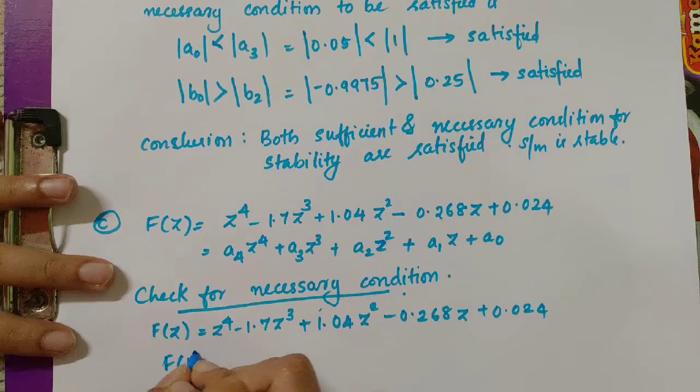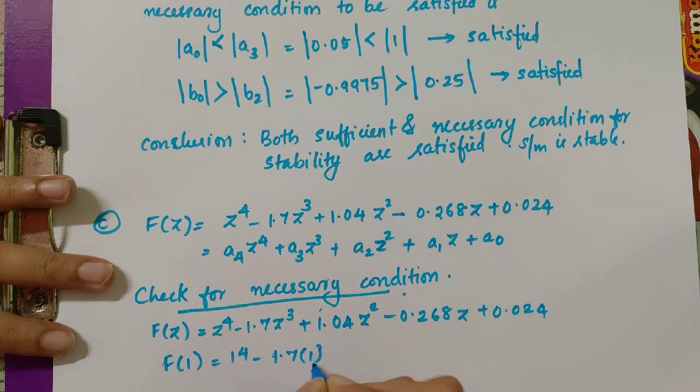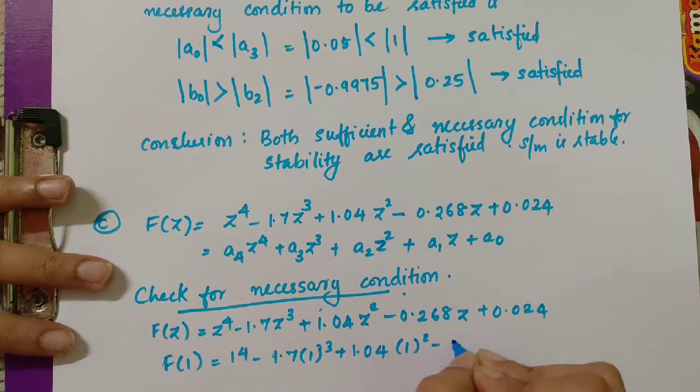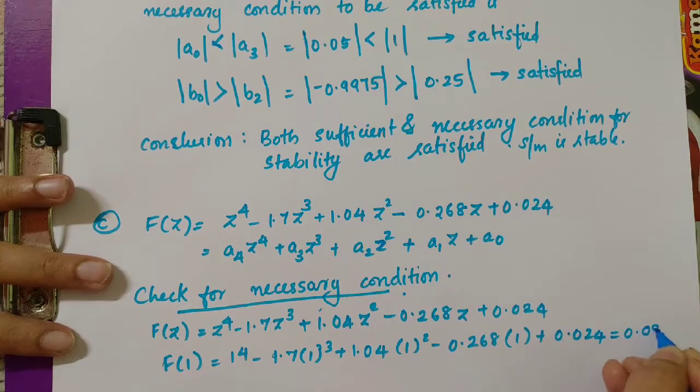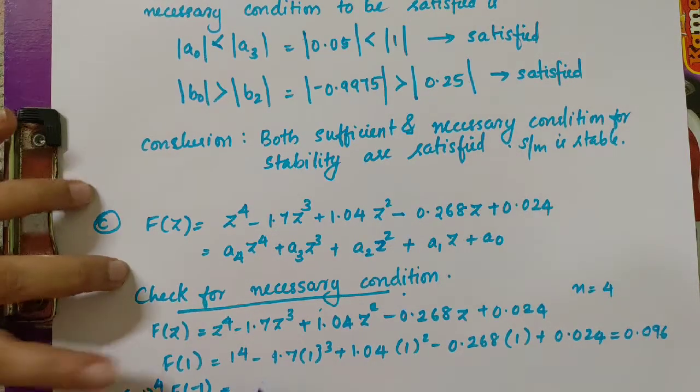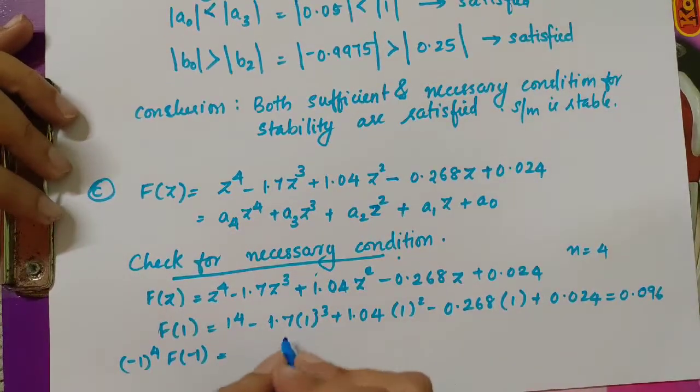Then f of 1 raised to 4 minus 1.7 1 cube plus 1.04 1 square minus 0.268 into 1 plus 0.024. That is equal to 0.096. Okay, now minus 1 raised to n. n is equal to 4. So 4 f of minus 1. Okay, that is minus 1 raised to 4, which is 1 itself.